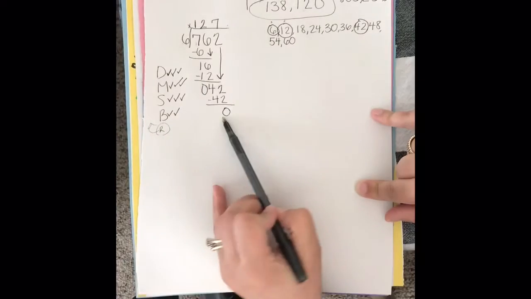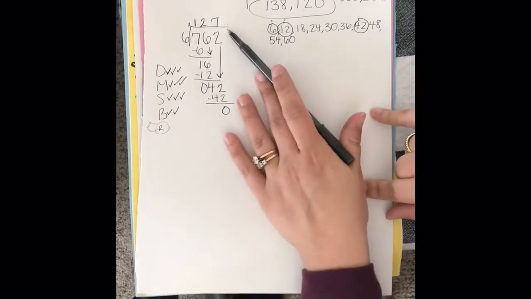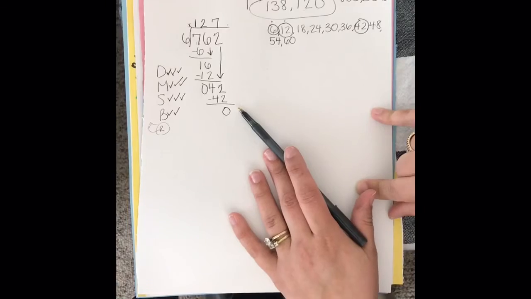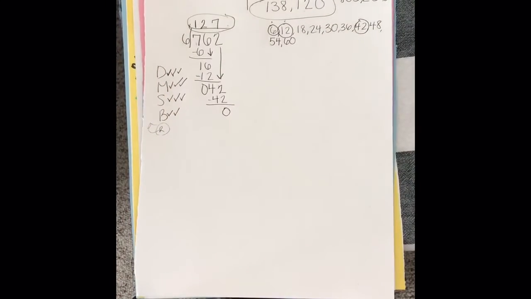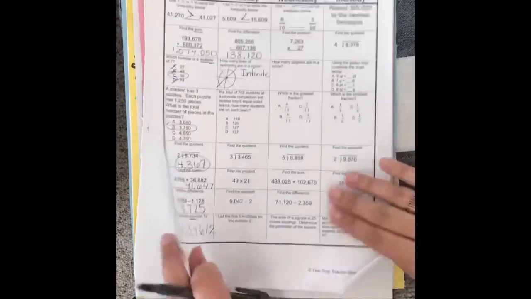Can 6 people fit into 0 chairs? No. Do I have anything left to bring down? No. So I'm saying my quotient is that there's 127 students on a team. Let's see if that's an answer over here.